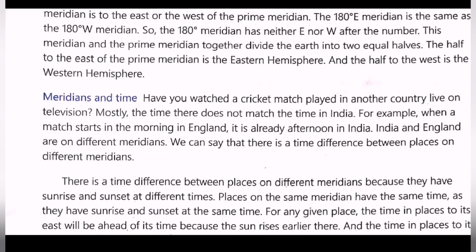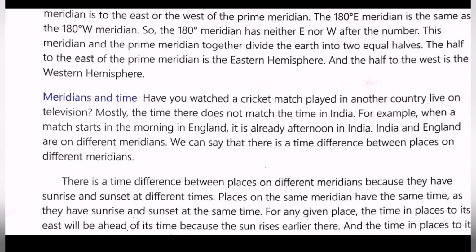These meridians and the prime meridian together divide the earth into two equal halves. Just like the equator divides the earth into two equal halves, similarly the prime meridian also divides the earth into two equal halves. The half to the east of the prime meridian is the eastern hemisphere, and the half towards the west is known as the western hemisphere.